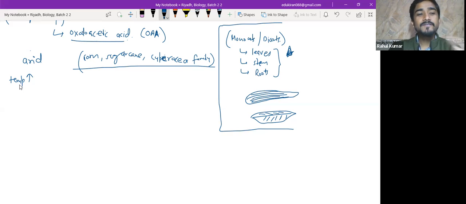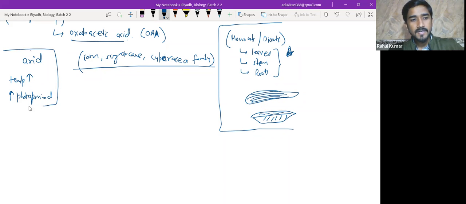Write down areas which have higher temperature and longer photo period, which means high light intensity, which clearly means area around the equator. Okay. So this is called your arid environment. So these plants are adapted to arid climatic conditions.